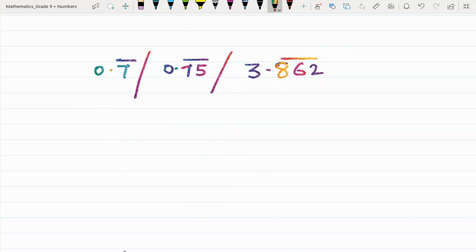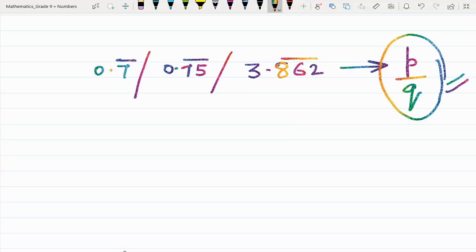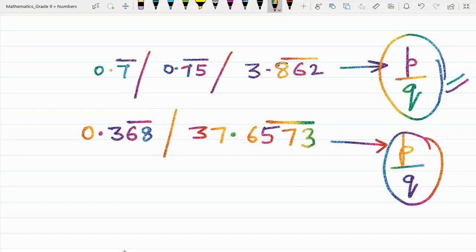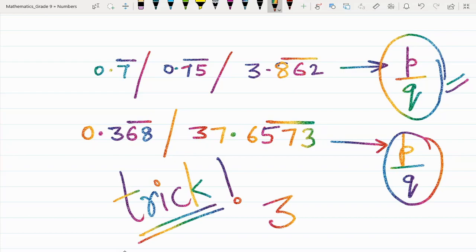So till now we have seen only the simple forms where we have the bar all over the decimal digits, and we wrote them in the form P by Q. In the next video, we are going to see the numbers in mixed form, for example 0.368 where the bar is only on 2 digits, and 37.6573 where the bar is placed on 3 digits. We will see how to convert these types of numbers to the form P by Q. And in the next video, I'm going to give you a short trick where we don't need to work on any of these equations and straight away we can write these numbers in the form P by Q in just 3 seconds. Isn't it interesting?